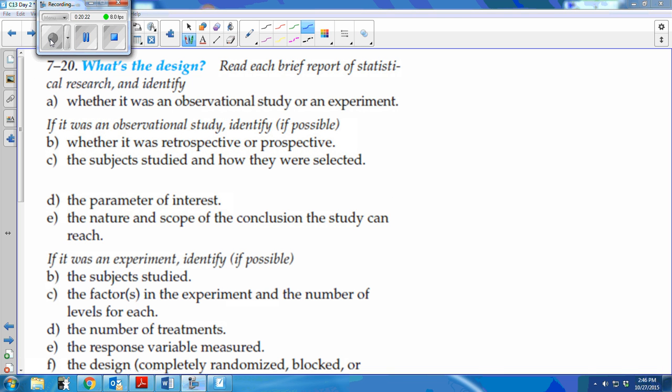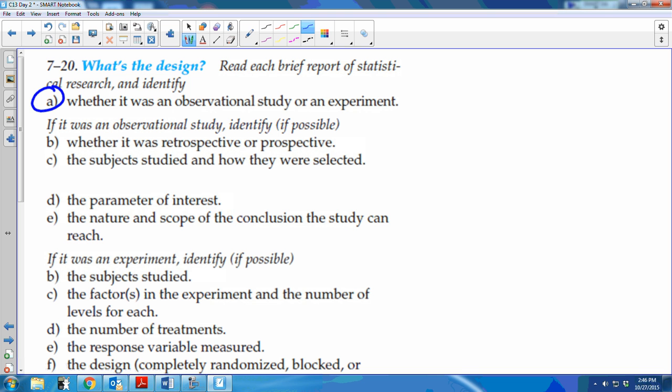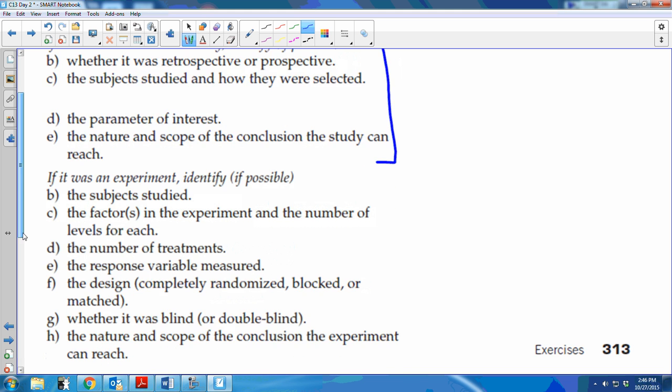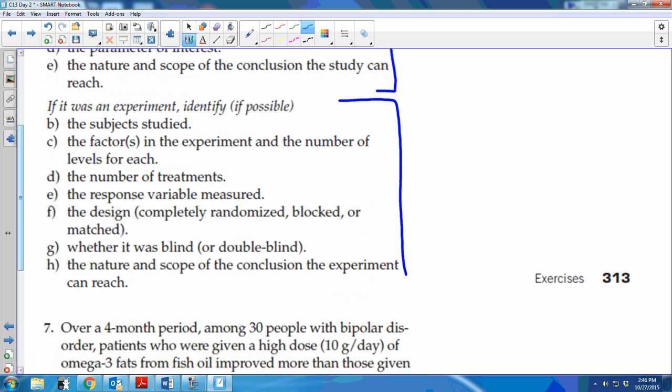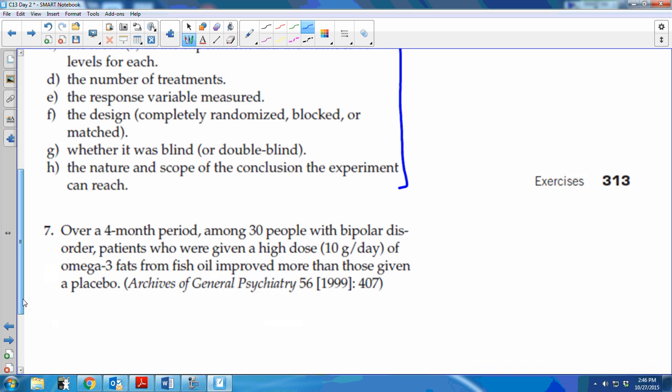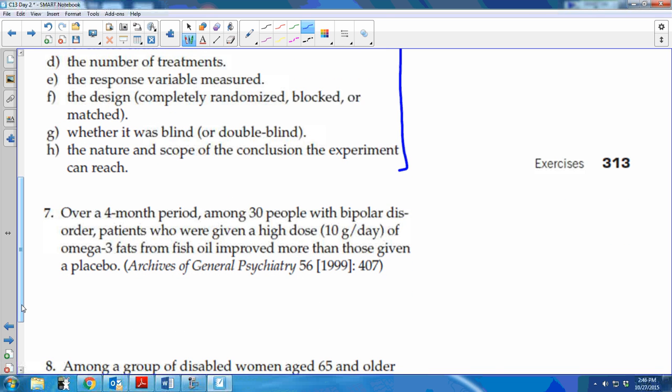All right, a quick example, and then I'll be done. Part of the homework assignment tonight, 7 through 20, you're not doing all of those, but they ask you a variety of questions. The first question is whether the scenario is an observational study or an experiment, so you're still having to practice that. If it's an observational study, you'll have a list of things that you need to answer, and if it's an experiment, you'll have a different list. So we're going to do one example and then go through those choices.